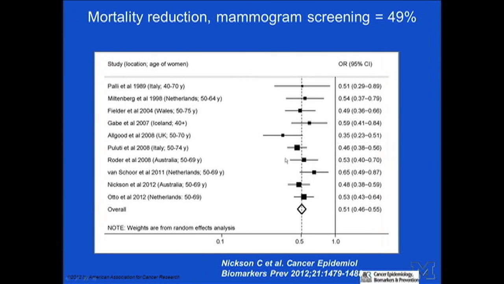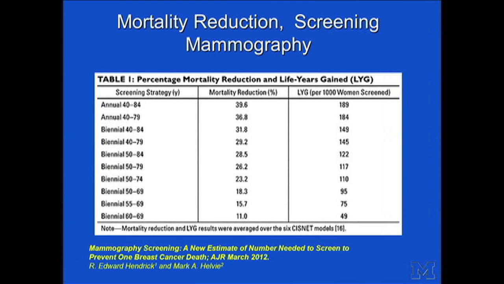According to putting all these studies together, here you have 0.5. That means almost a 50% drop in breast cancer mortality with screening mammography. This is what's called a meta-analysis, when you put a bunch of studies together and pool and then analyze them. So this is a meta-analysis of the effectiveness of mammogram screening. And here's another way to assess it.